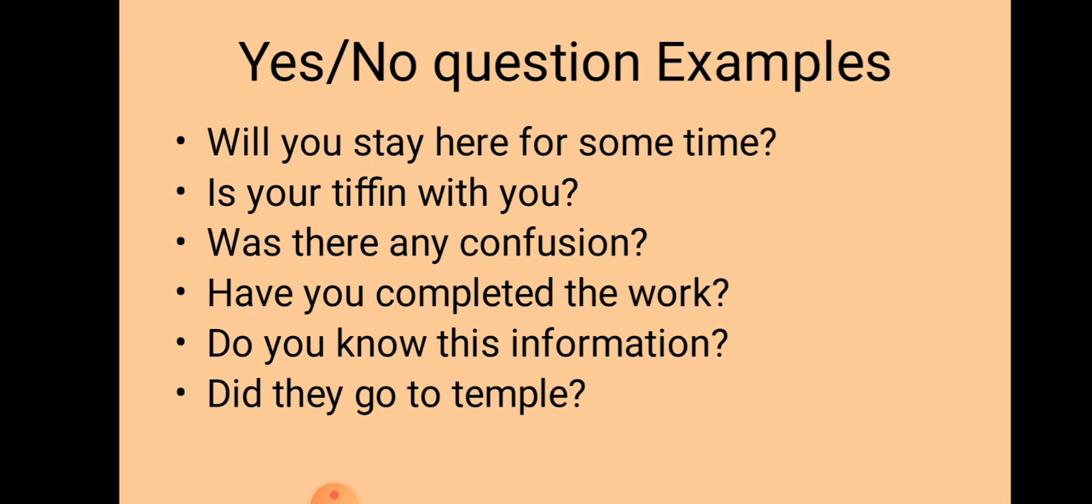For example, here, is your tiffin with you? Here there is no main verb. Is itself is the main verb. Or was there any confusion? Here also was works as the main verb. And that's why you should know what the order of the words is. That is auxiliary verb plus subject and then main verb or other part of the sentence. That should be the order of the words.